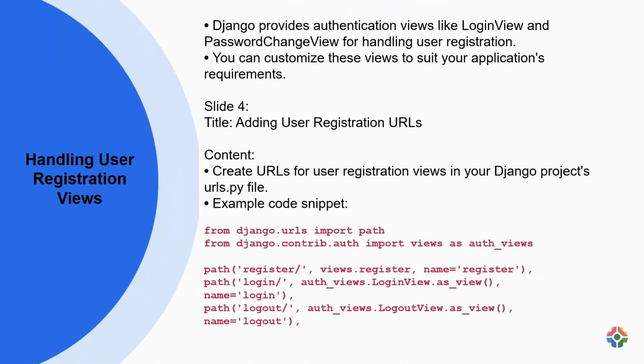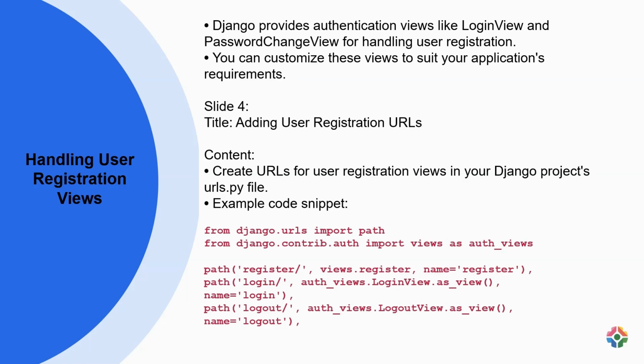When working with Django for user authentication, you have access to pre-built authentication views such as login view and password change view. These views can be tailored to align with the specific needs of your application. To integrate user registration URLs in your Django project, you must define the appropriate paths in the urls.py file. This involves creating URL patterns that map to the respective views for user registration functionalities.